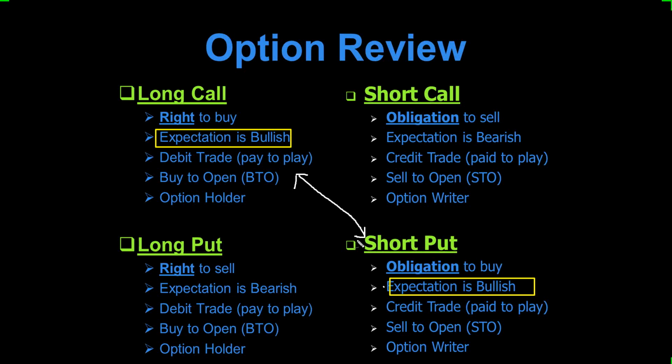If I say I'm bullish a stock and I want to trade options on it, well, as you can see here, I can go long a call or I can go short a put if I'm going to do a single leg trade, and I can play it either way. So I can use a call to play a bullish position. I can use a put to play a bullish position.